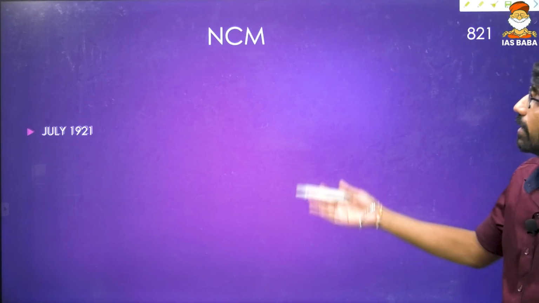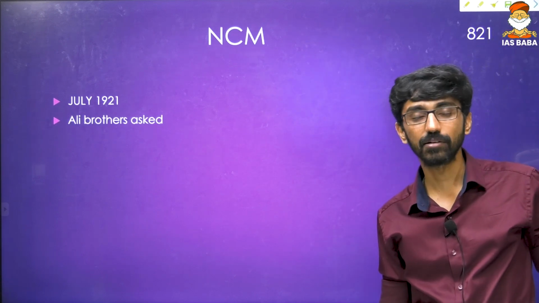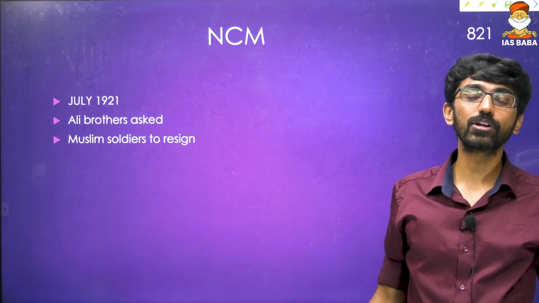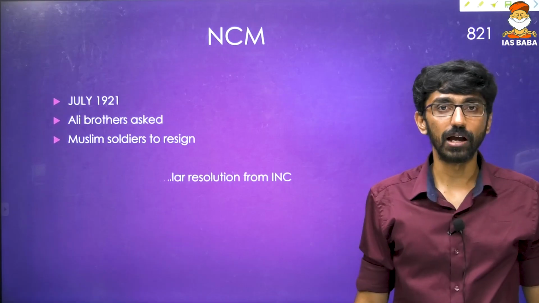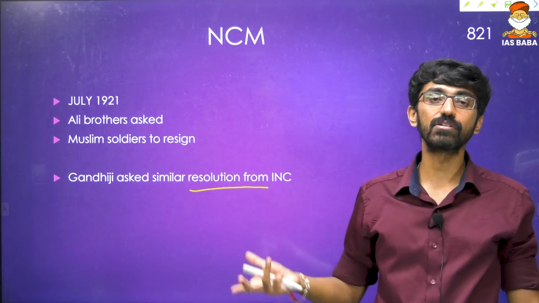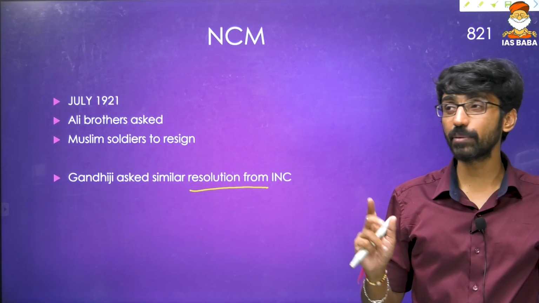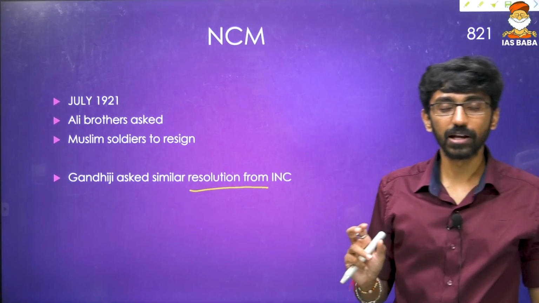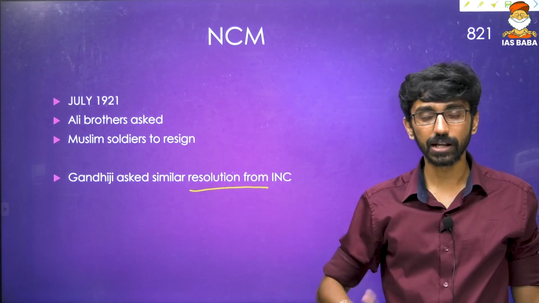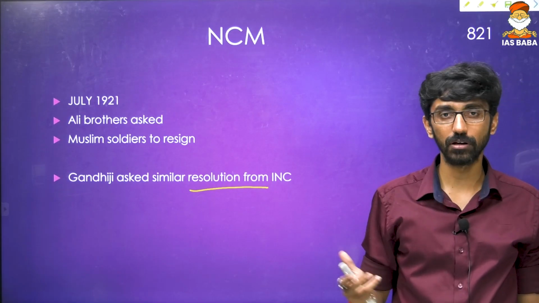And in July 1921, the Ali brothers gave some rapid speeches, or we can say some extremist speeches. They asked Muslim soldiers to resign on the ground of Islam. They said it is un-Islamic to serve in the British army. And now Gandhiji asked to pass a similar resolution from the INC platform asking Hindu soldiers to resign, because using religious sentiments, using religious symbols to fight for nationalism, ultimately that led to communalization of Indian politics, and also that led to partition of the country. But again, they wanted to create awareness, they wanted to create sentimental overtones among the people.